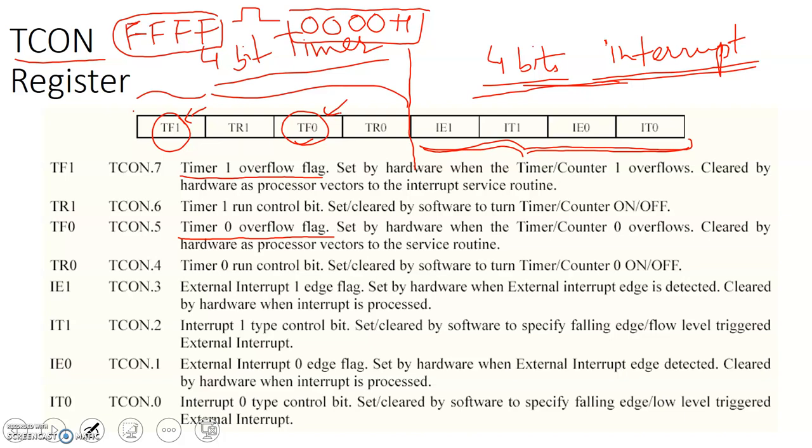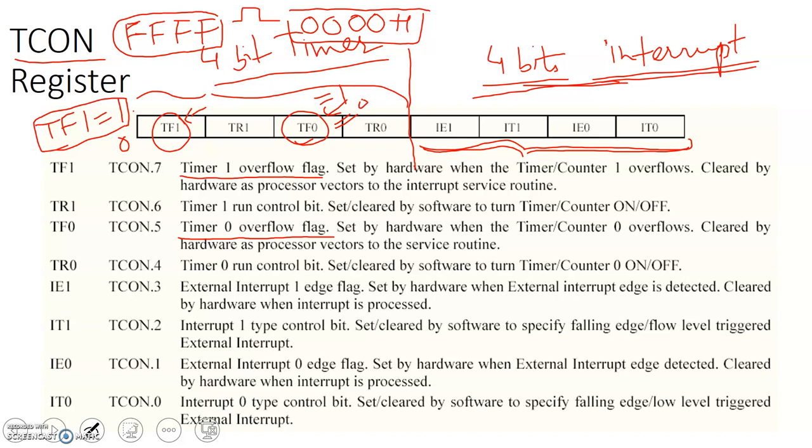So TF1 equal to 1 indicates that overflow has occurred in timer 1. Similarly, TF0 equal to 1 indicates that overflow has occurred in timer 0. And when they are 0, that means the counting is in progress.